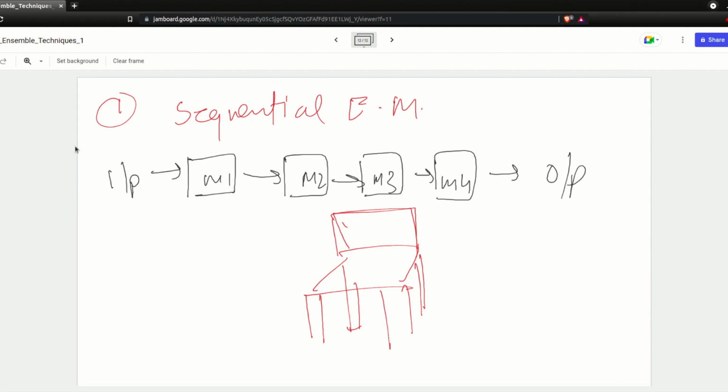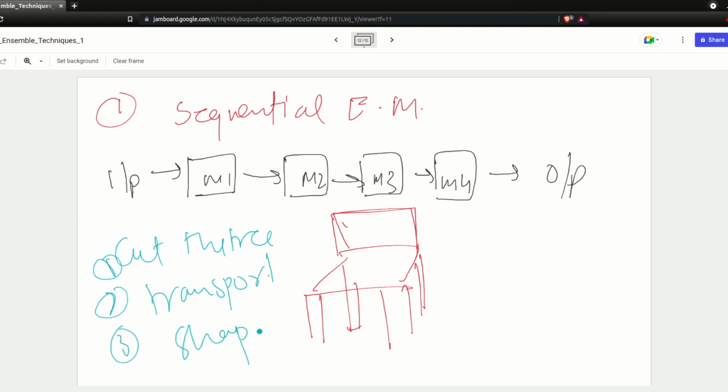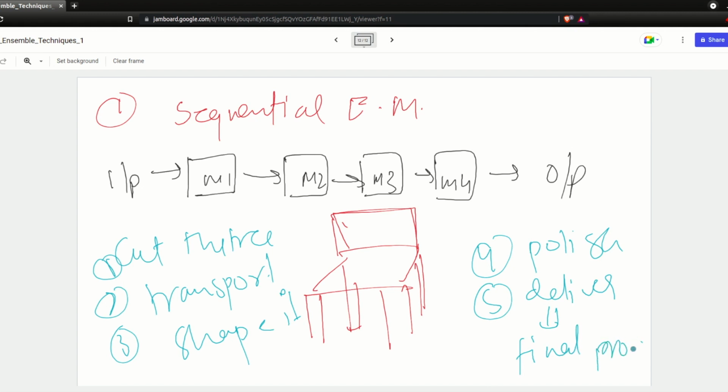So what you'll do, first person will go and cut the tree. Second person will transport it. Third person will shape it. Fourth person will polish it, and fifth person will deliver it. You know how these five persons are working in series to deliver the final product. So this is the best example of the sequential ensemble method. We are using the qualities of each different model to achieve our final goal, that is the output.